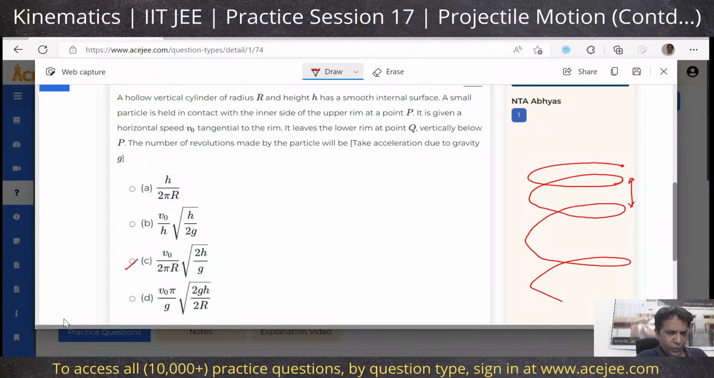Shall I quickly solve this question? So I think the question is asking how many revolutions are made by the particle by the time it exits the cylinder. Is that right? Okay.